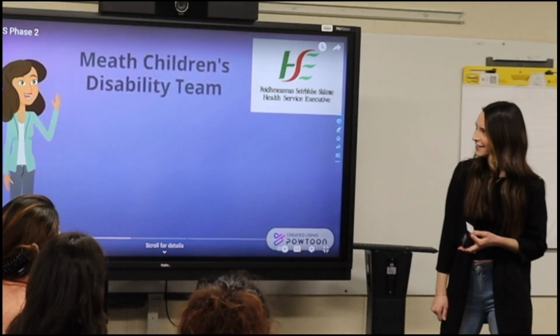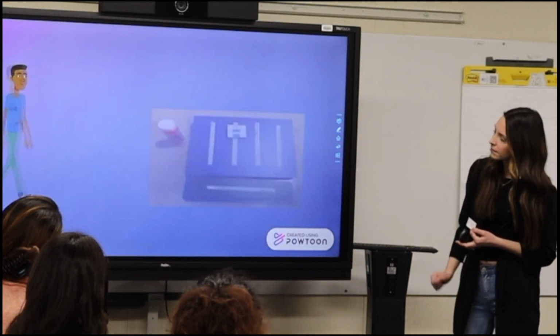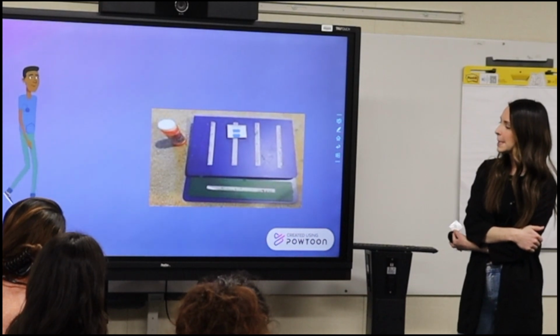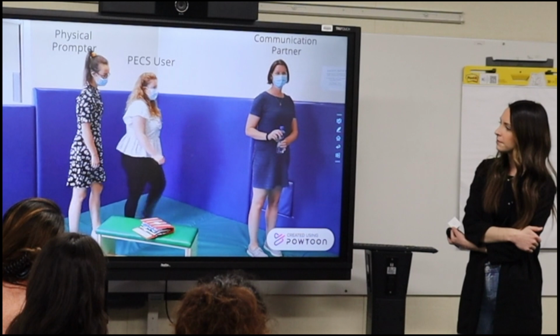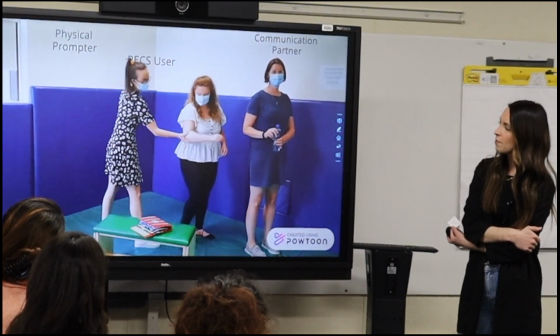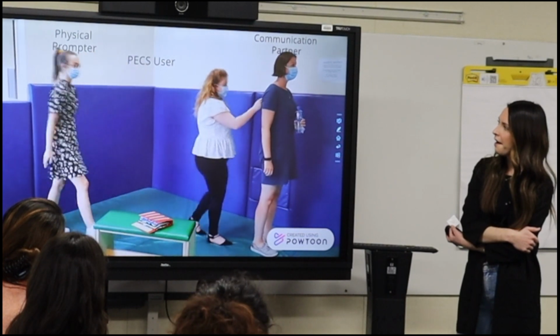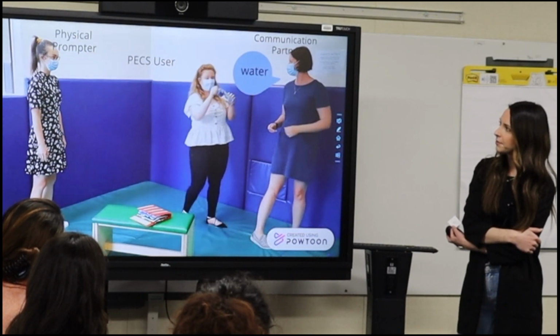My name is Aideen, and I'm going to explain PECS Phase 2, Distance and Persistence. In Phase 2, the PECS user takes the picture out of their book and hands it to their communication partner. For this phase, the PECS user has to be motivated to communicate. They have to travel from their communication book to the communication partner and get their attention. You may still need a physical prompter at this stage.